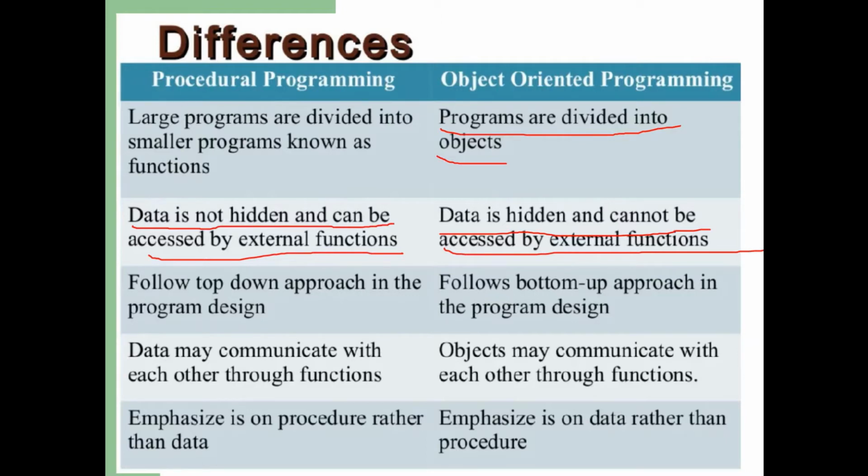Procedural oriented programming follows the top-down approach in program design, and object oriented programming follows the bottom-up approach in program design. In procedural oriented programming, data may communicate with each other through functions. Here, objects may communicate with each other through functions, because at the end we are creating the objects. An object will be used to call all the member functions which are declared within the body of the class.